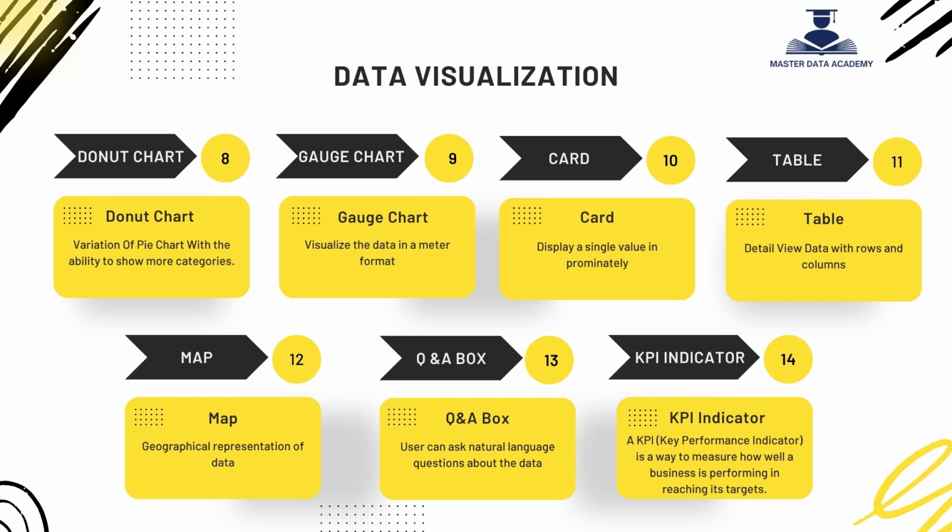13. Q&A box. The Q&A box is an interactive visual that allows users to type natural language questions about the data. For example, typing total sales by region will instantly generate the visual response. 14. KPI indicator. The KPI indicator stands for Key Performance Indicator. It shows how well a metric is performing compared to a goal, such as current revenue versus target revenue.